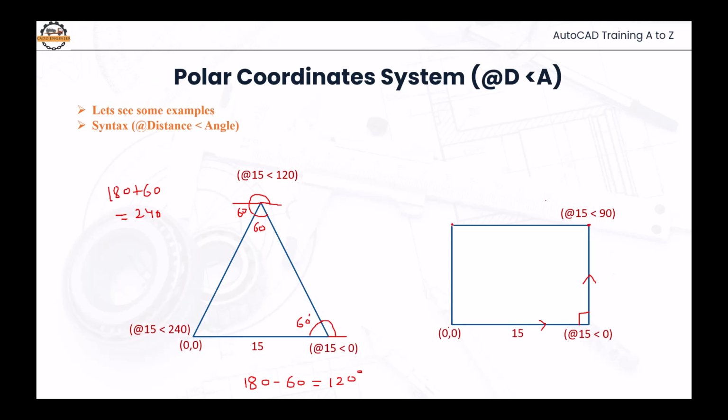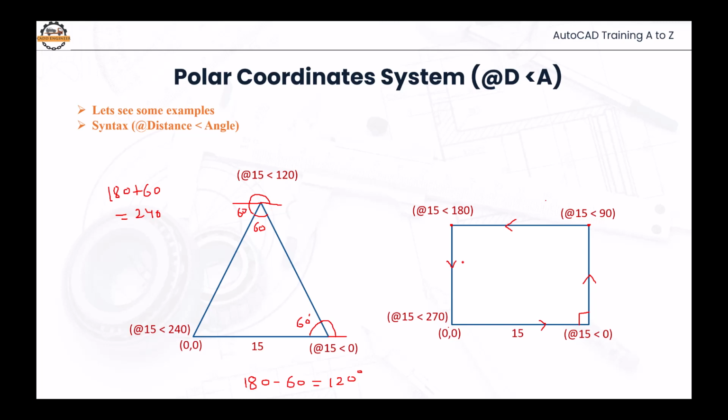Now we have to come to this point. We know that we are going in this direction, and in this direction the angle value will be 180 degrees. So at the rate 15 less than 180 degrees. Now moving in the downward direction. We know that in the downward direction the angle will be 270 degrees. So the next coordinate will be at the rate 15 less than 270 degrees.